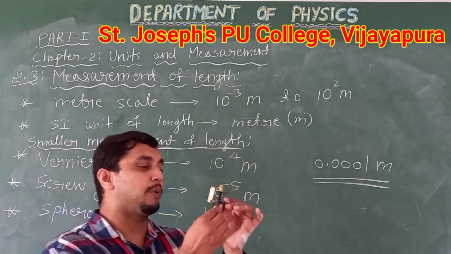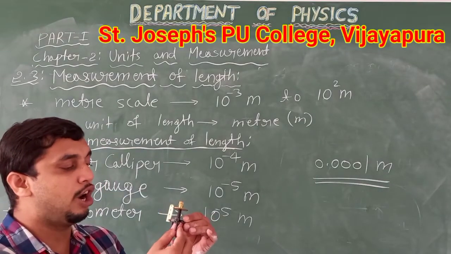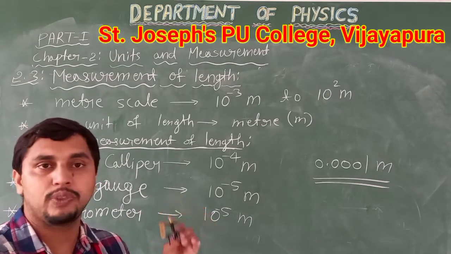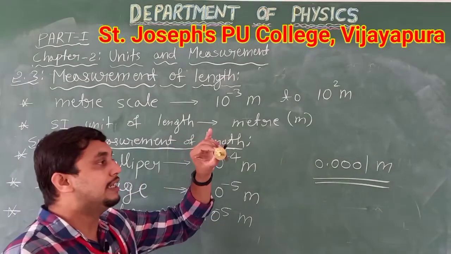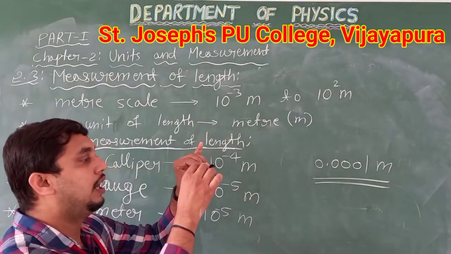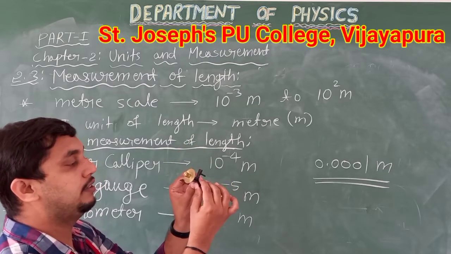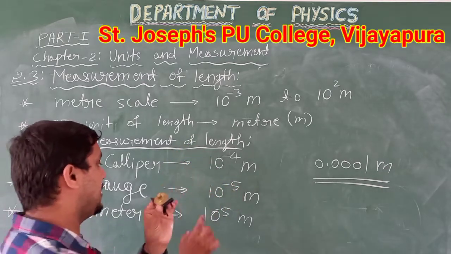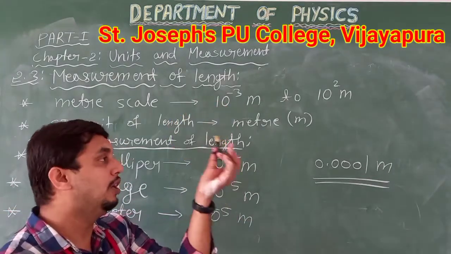In that laboratory, you learn how to measure and find the radius and everything, the complete procedure. So just note that the order of measurement done by this instrument is 10 to the power of minus 5 meter, and the name of the instrument is spherometer.